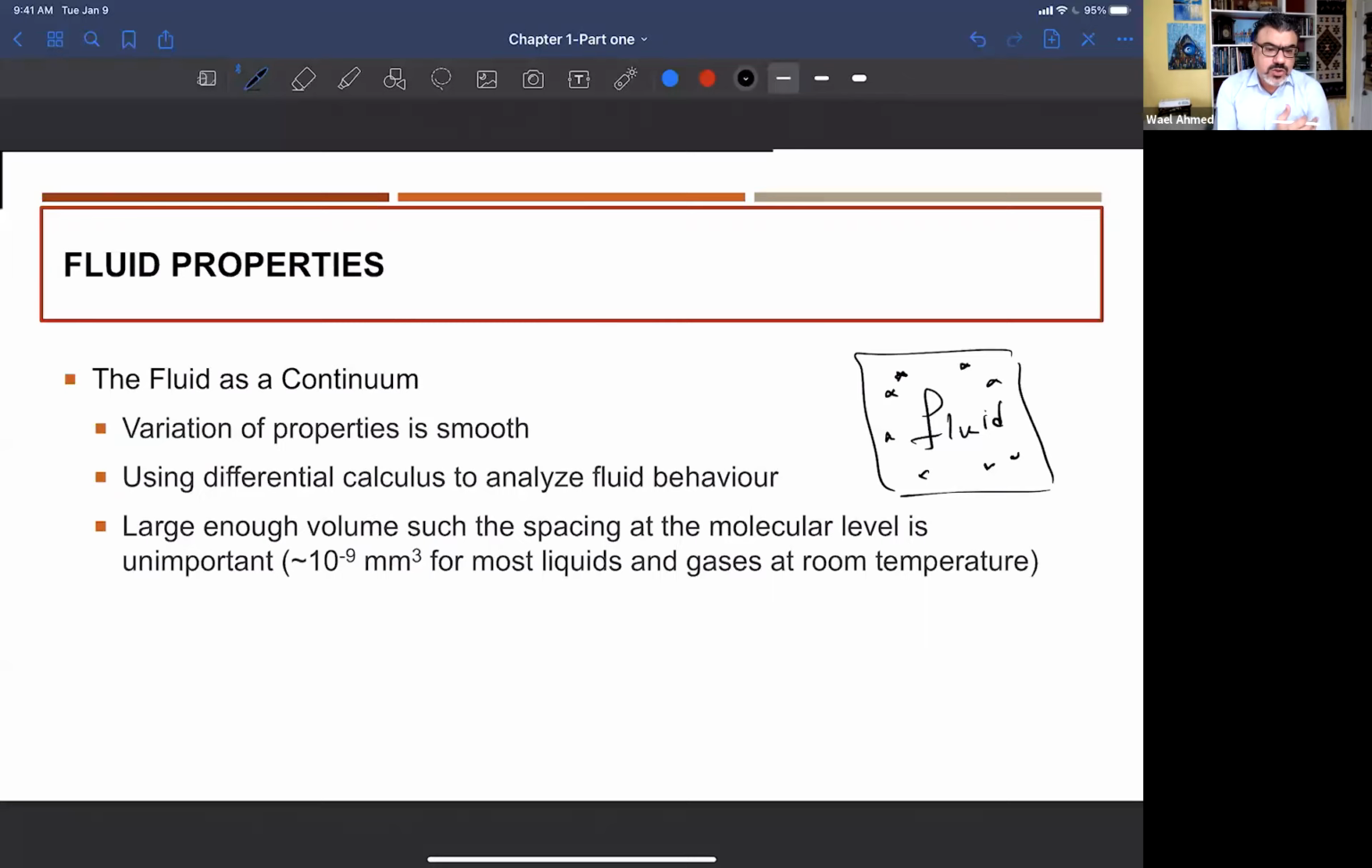In continuum mechanics, we consider a large enough volume such that the spacing of molecule levels is on the order of 10 to the minus 9 millimeter cubed. So we're talking about a very small little control volume approach. In our course, we're going to consider all the material or fluid that we are handling as satisfying the continuum mechanics assumptions. So continuum means here that when I give you a fluid in a problem, the density or the property of this fluid is approximately the same all over the volume of this fluid.